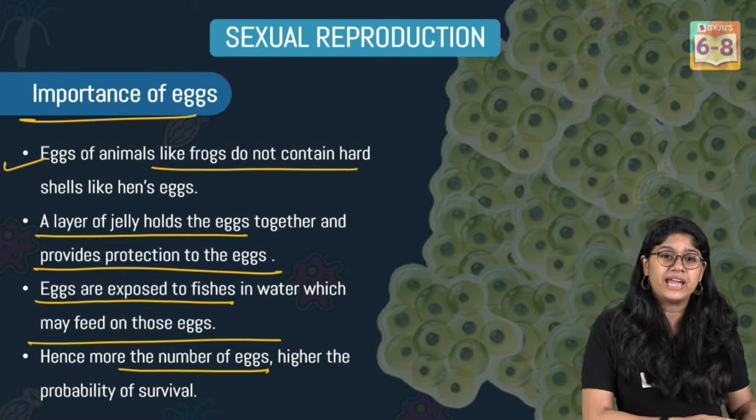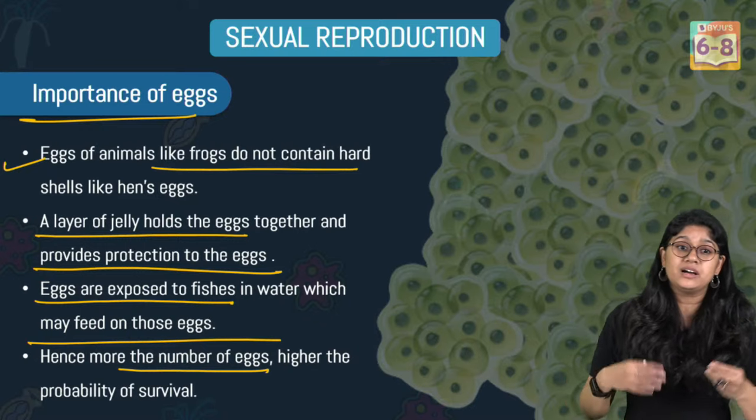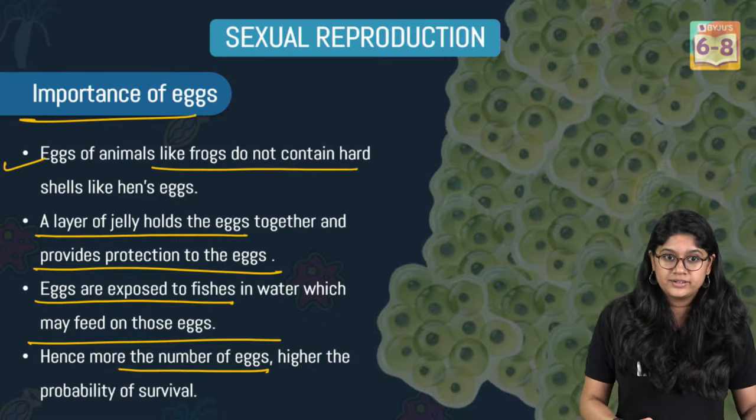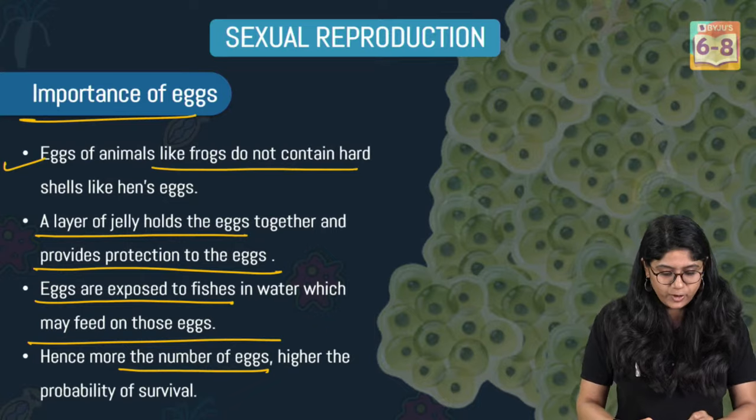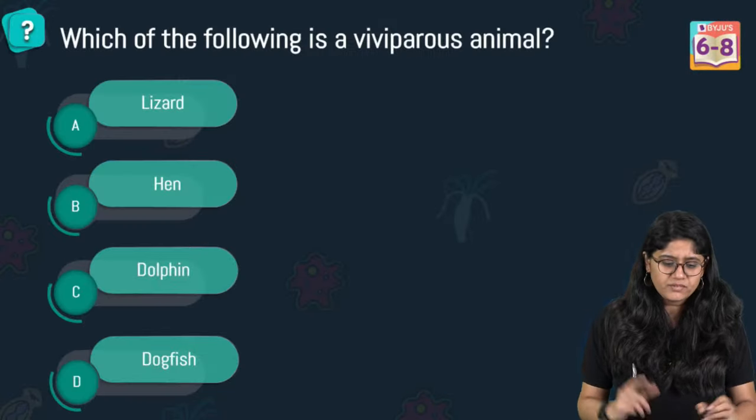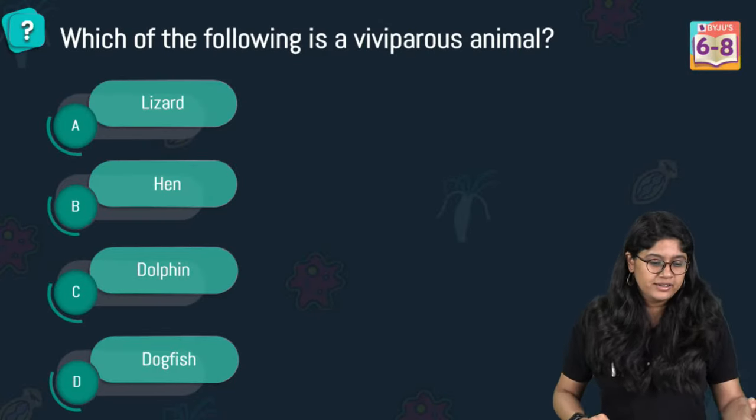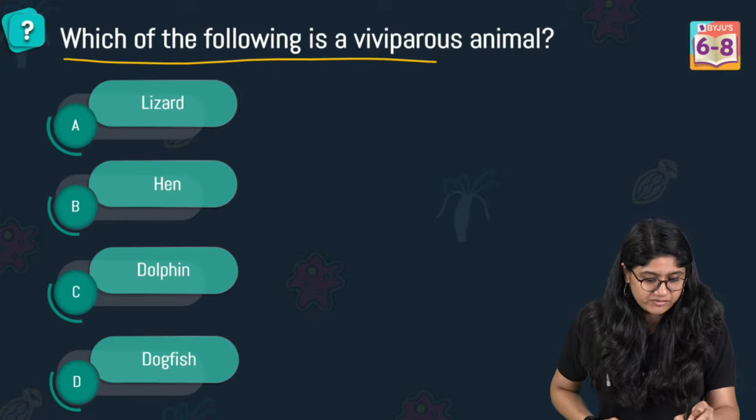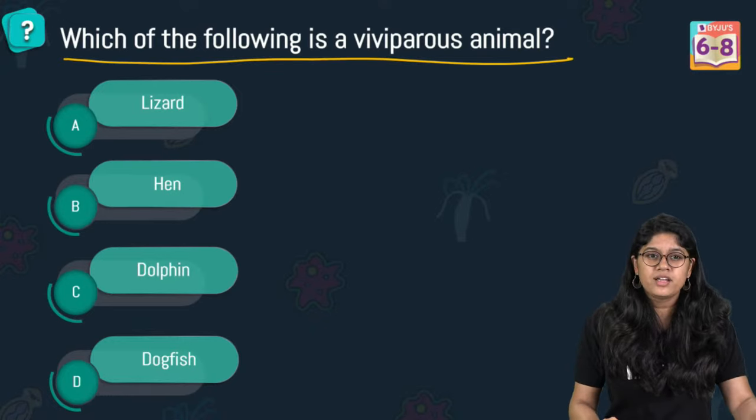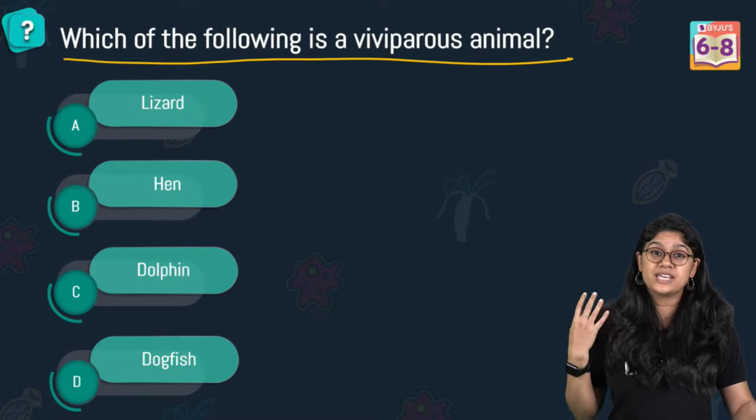What will happen if the egg is not fertilized in the female? We'll see the menstrual cycle. Yes, very good. I hope that everyone, this is clear. Let's have this question, everyone. Which of the following is the viviparous animal? Quickly, everyone. Which of these actually produce the young ones?